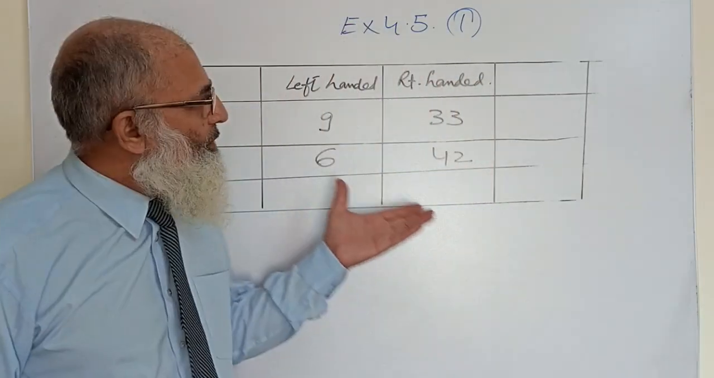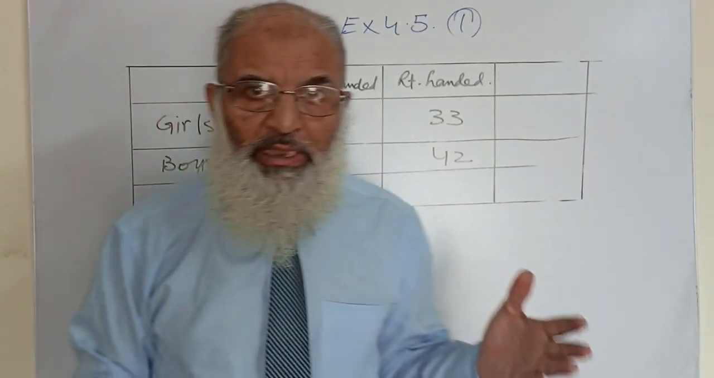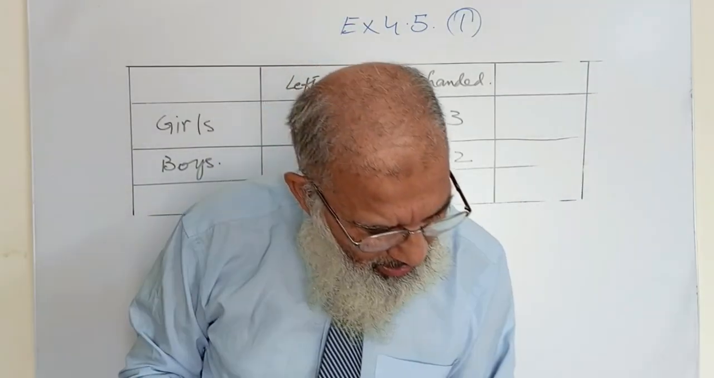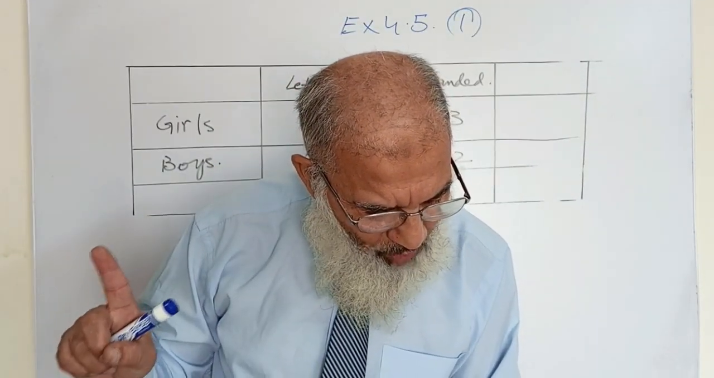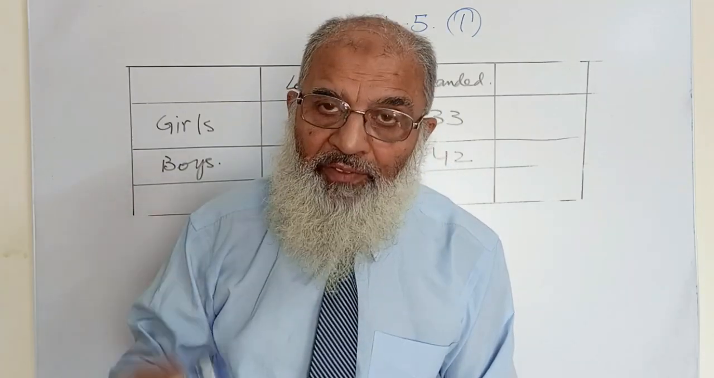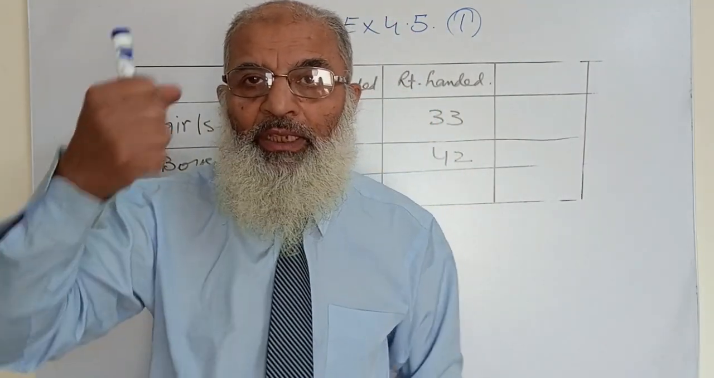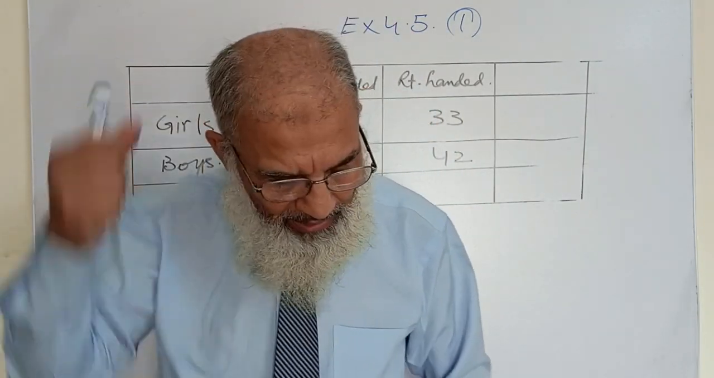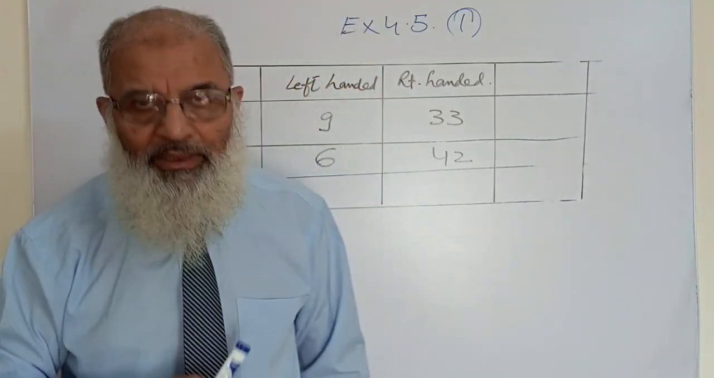Now this table has been given to you, and what is the question? The teacher did a survey to see how many students in their class were left-handed and how many students are right-handed. I am right-handed, my son is left-handed.